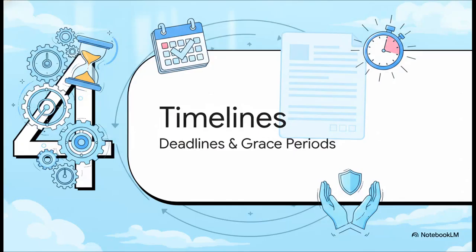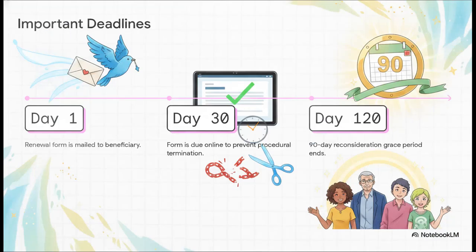Let's move on to Section 4. Post-submission timelines, deadlines, and grace periods. Once your form is submitted, or, if you happen to miss a deadline, understanding these timelines can literally save your coverage. You have exactly 30 calendar days from the mailing date printed on your form to return it. If you miss that window, your coverage ends.